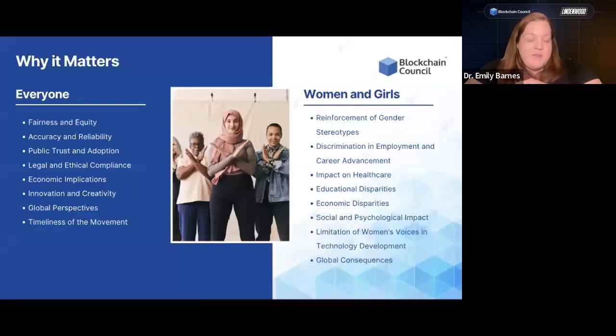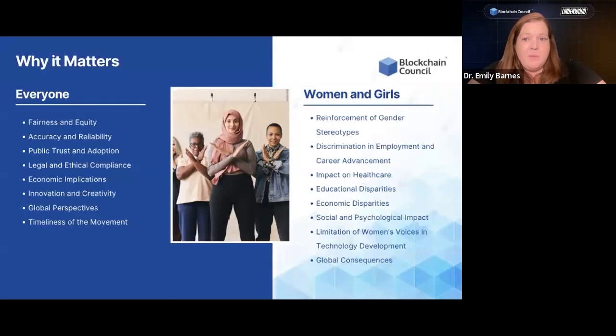So why does this matter? Here on this slide, you're going to see two columns. One is everyone. Why does it matter to everyone? And then why does it matter for women and girls in particular? So, the importance of addressing bias in artificial intelligence, obviously it can't be overstated. It's something I care about deeply. The lack of attention to this issue has profound implications for our society in multiple ways. And I'll talk about the first one.